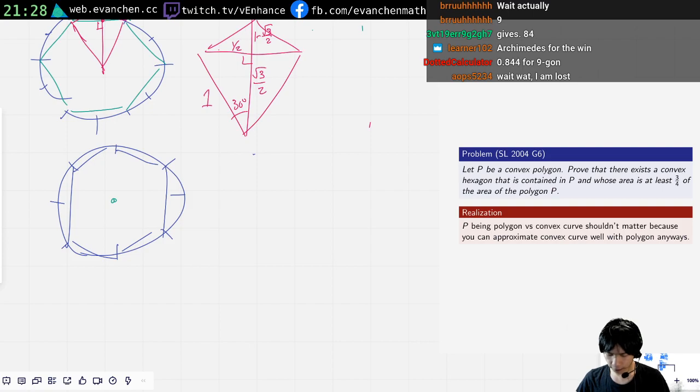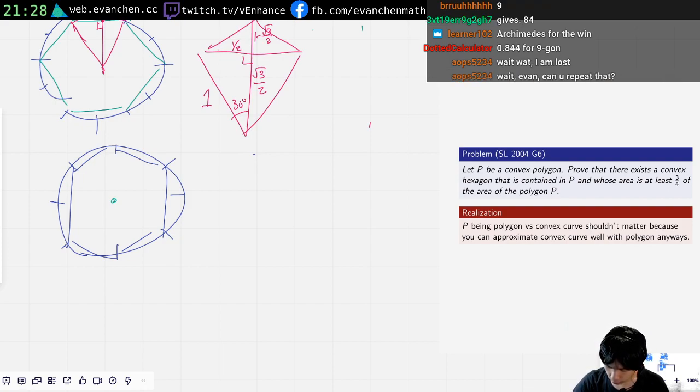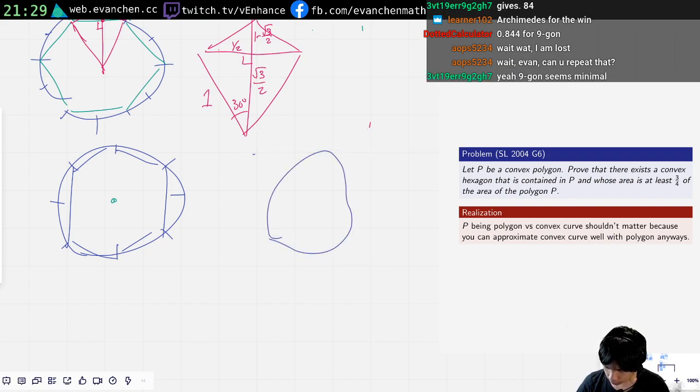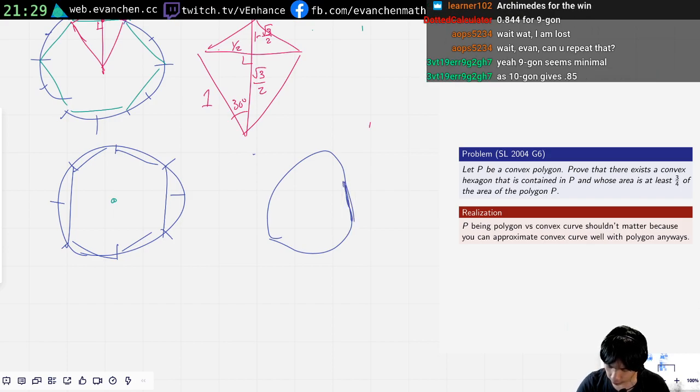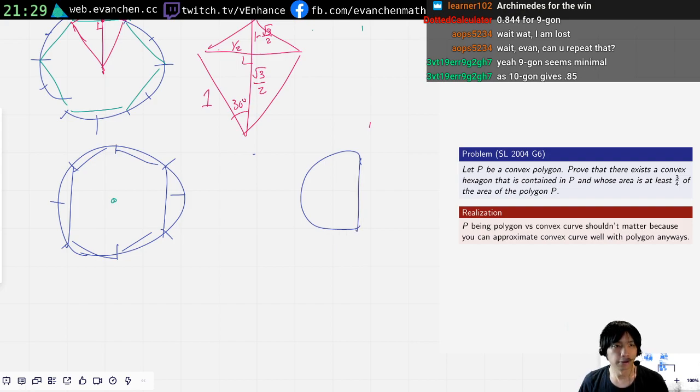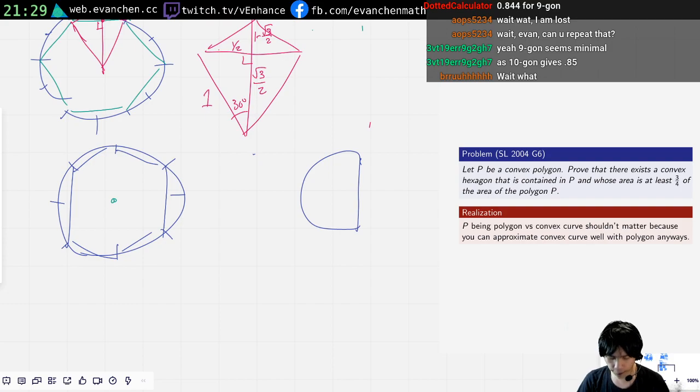So what happens is, I claim that if the problem is true for convex polygons, it is also true for convex curves. I don't know if that's actually convex. Pretend that's convex. Oh, that's not actually convex because of the region here, but whatever. Let me just do something like this. And the reason is that you can approximate a convex curve like this by a polygon anyways.